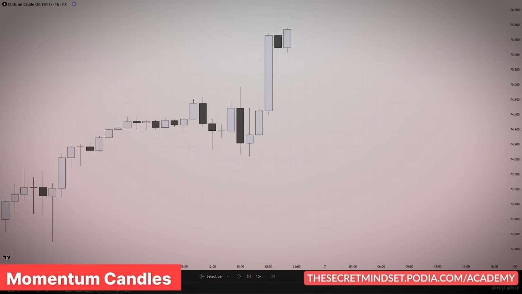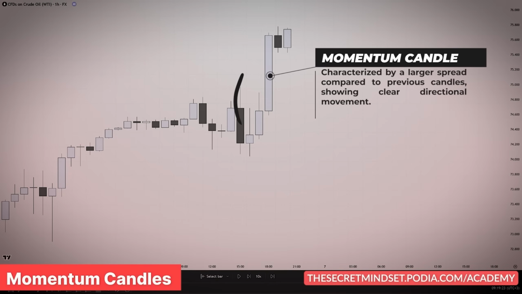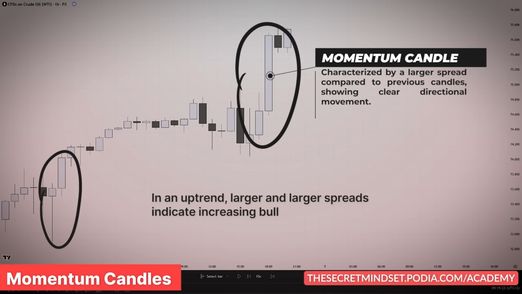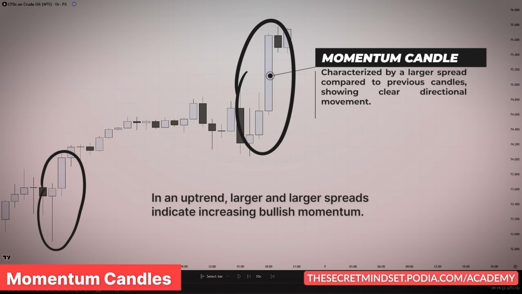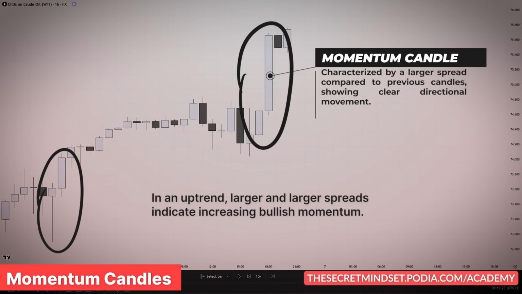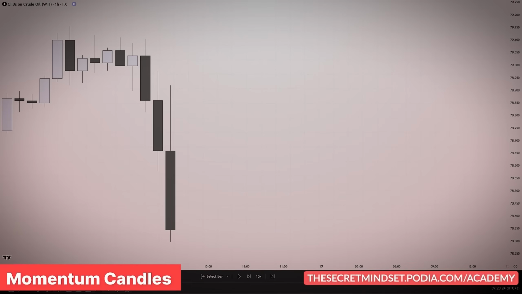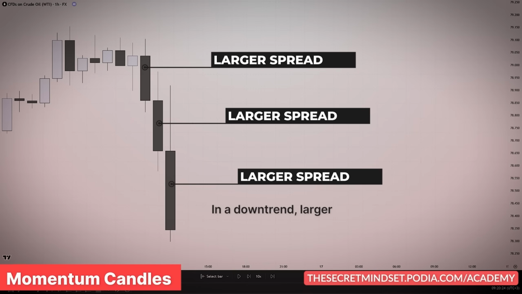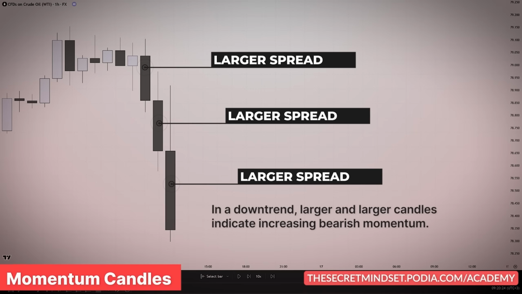The momentum candle is characterized by a larger spread compared to the previous candles, showing a clear directional movement in price. In an uptrend, you'll notice each candle getting larger and larger, moving a greater distance per candle. This shows a gain in bullish momentum. In a downtrend, each candle gets larger and larger, moving a greater distance per candle, indicating a gain in bearish momentum.